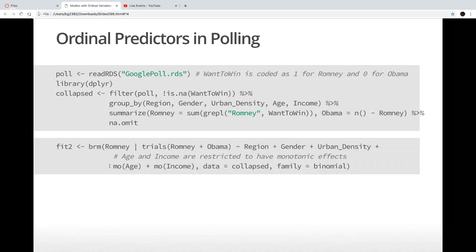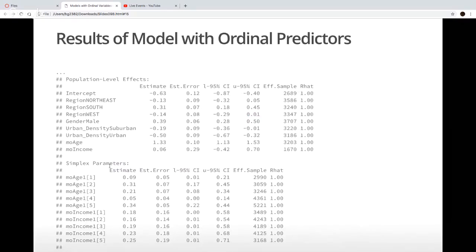and people with more wealth, which is sort of what income is proxying for here, are more likely to favor Mitt Romney, well, the former chief or whatever of Bain Capital. Anyway, we put the data set in with the family binomial, and we get out this stuff. We have dummy variables for the regions, and men are more likely to favor Romney than women, these sorts of things. Mo age and mo income are these scale factors that got multiplied by the cumulative simplex.